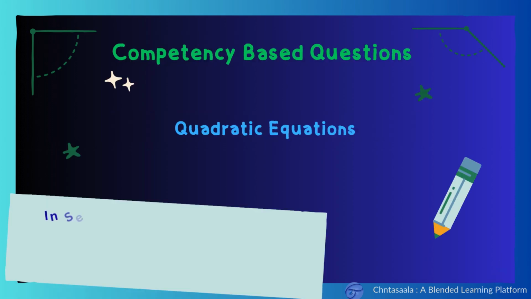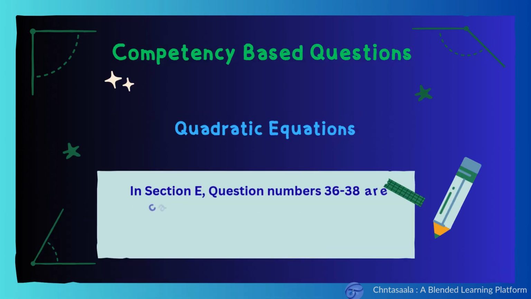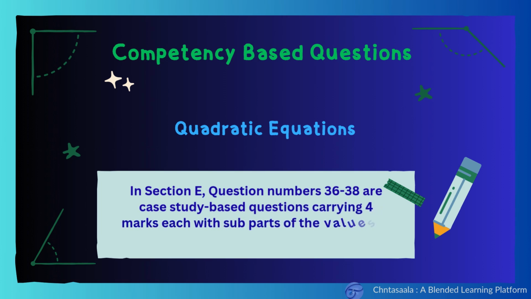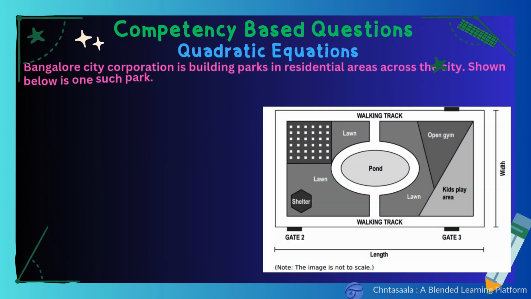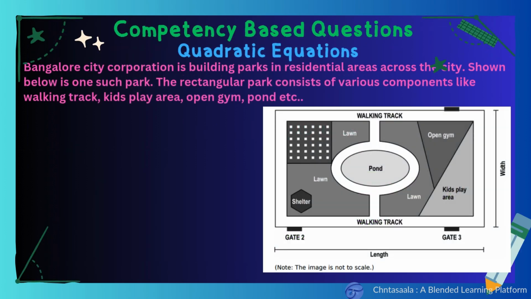In the CBSE Grade 10 Board Examination, in the Mathematics paper, in Section A, question numbers 36 to 38 are case study based questions carrying 4 marks each, with subparts of the values of 1, 1 and 2 marks respectively. Here is the scenario for the question. Read it carefully. Bangalore City Corporation is building parks in residential areas across the city. Shown below is one such park. The rectangular park consists of various components like walking track, kids' play area, open gym, pond, etc.